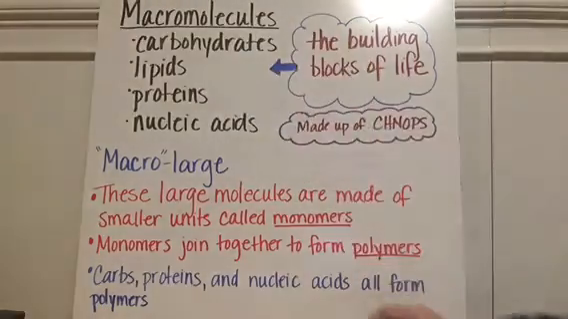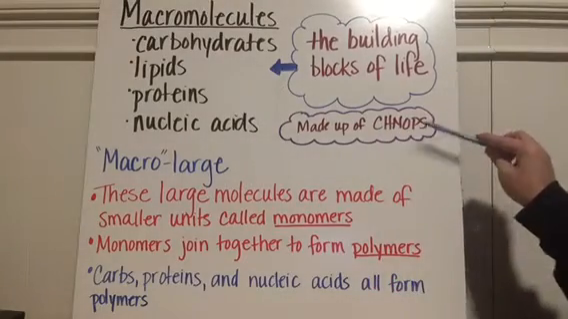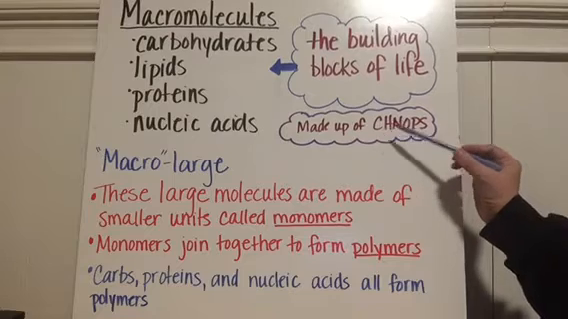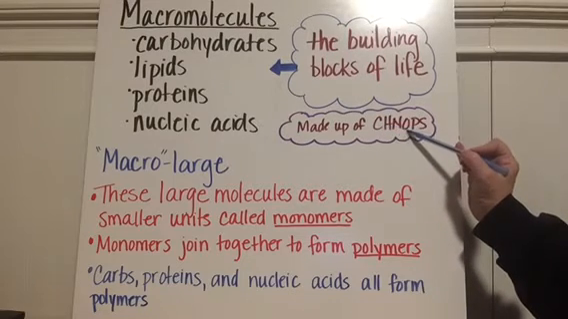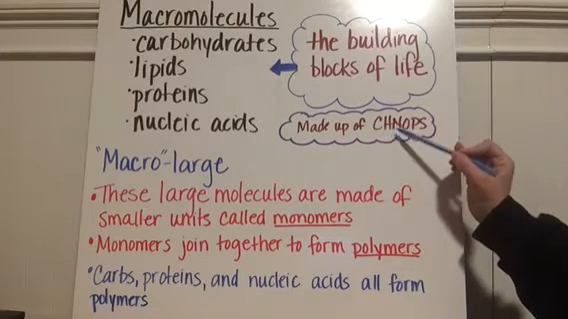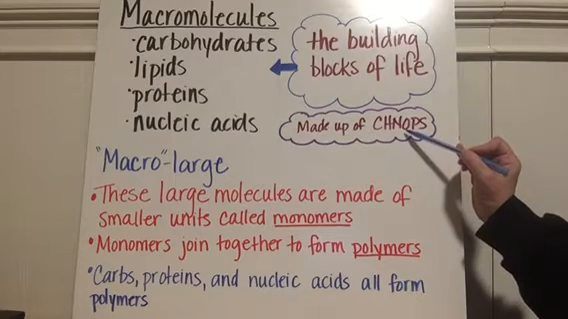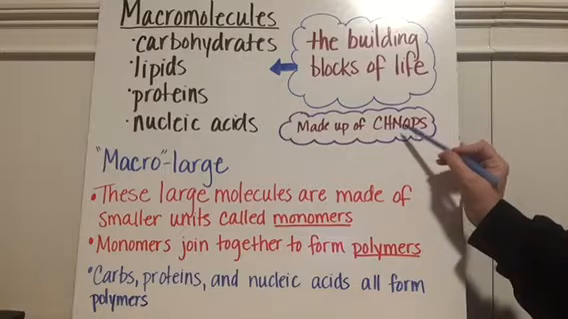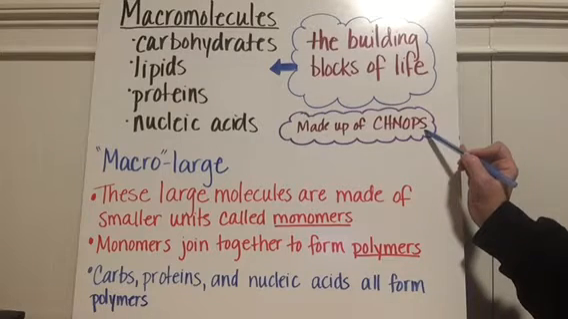Each of these are going to be made up of a combination of CHNOPS. So carbohydrates, lipids, proteins, and nucleic acids all have CHO. They all have carbon, hydrogen, and oxygen. And then as we explore some of the other macromolecules, we'll see that some include nitrogen, phosphorus, and sulfur.